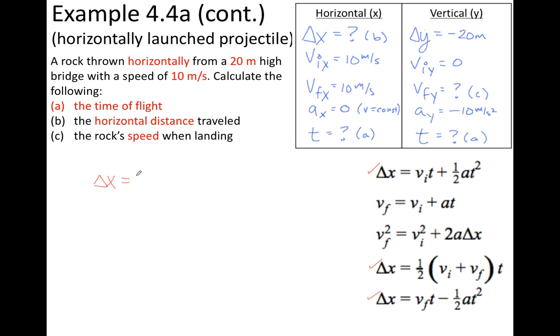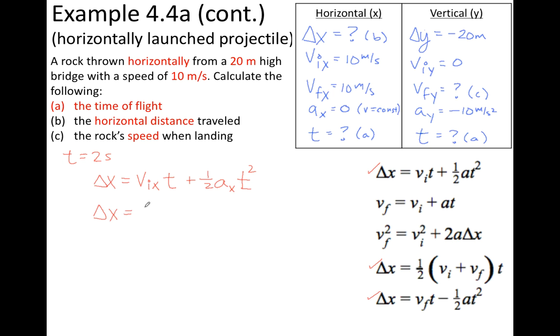Delta x is v initial, and I have to put an x subscript to specify that I'm talking about the horizontal velocity, plus 1/2 a. Again, I have to put a subscript x to specify that I'm talking about the horizontal acceleration. And now I can fill in with the values shown in my table, plus the time that I found that was 2 seconds from part A.